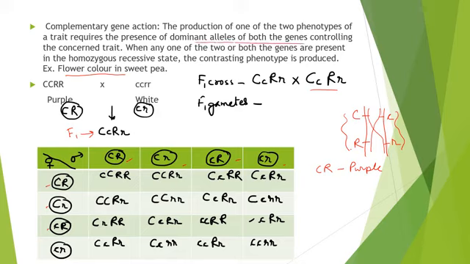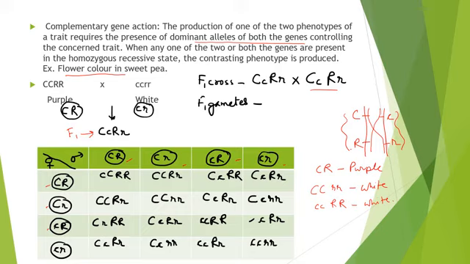But if any one of them is there, so any one means if say capital C is there, and capital C, but here small c is there, then what will be the character? The character will be white because it doesn't have any expression. Both the dominant genes have to be present. Correct. At least one capital C and one capital R have to be present. Similarly, if suppose small c and here capital R, then also it will be white. Have you understood? So that means both the dominant genes have to be present for the character to be expressed.